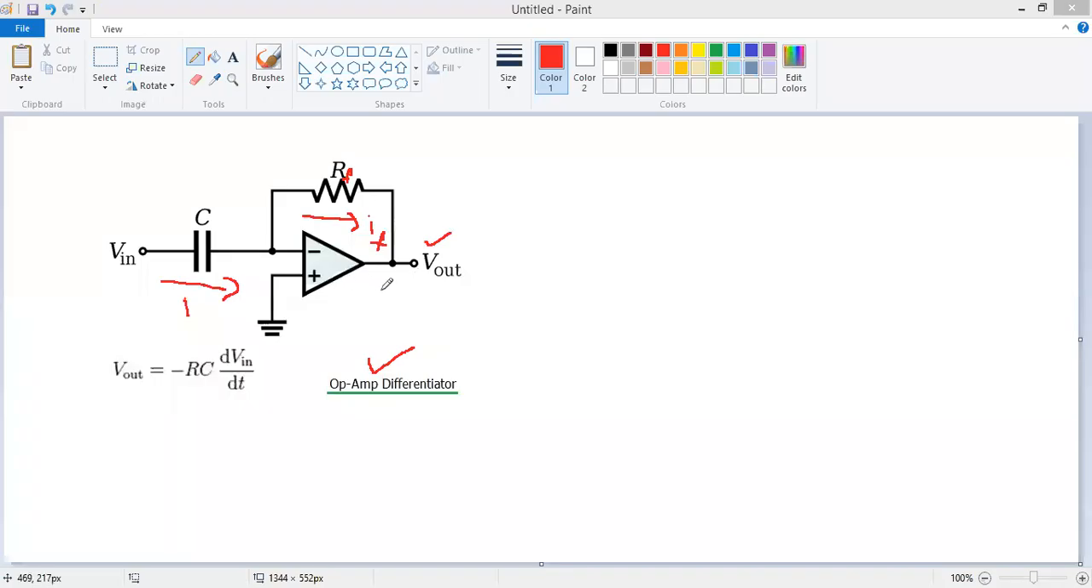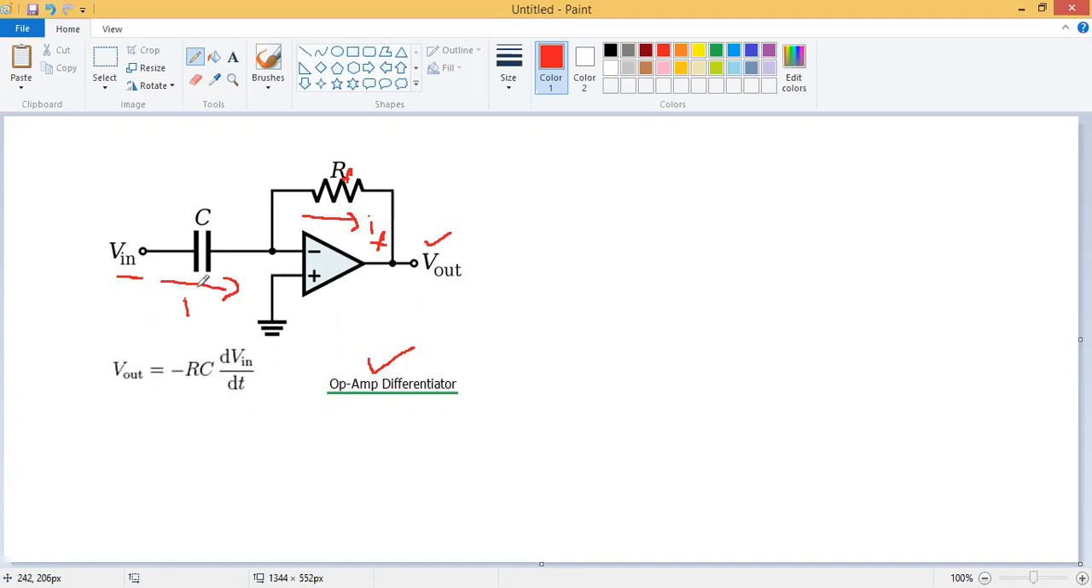Good morning. So we are going to learn about the op-amp differentiator circuit. What will the op-amp differentiator do? It is going to differentiate the given input signal. So the output is a differentiation of the given input signal. Now, the input is V in, so my expected output is V out equals dV in by dt. We are going to prove that.